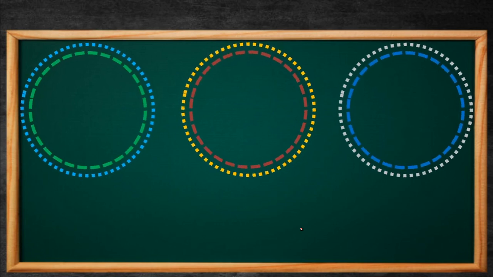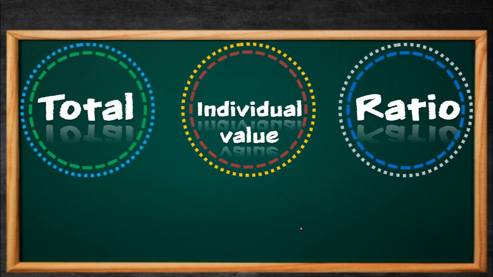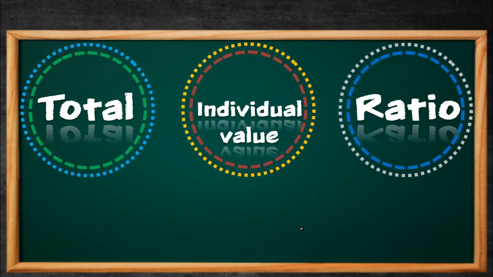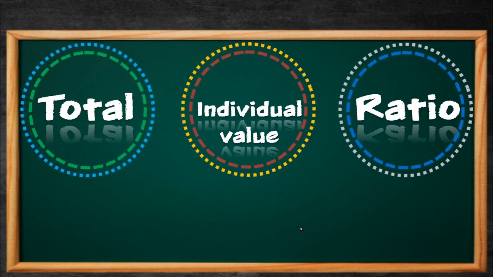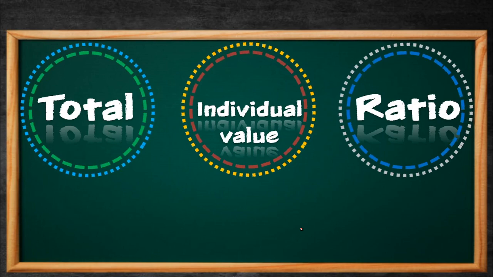So to explain this chapter, I'm taking three terms: total, ratio, and individual value. You know the meaning of a ratio, right? So I'll try to explain the relationship between these three terms. These three terms are related to each other, so let's try to understand.